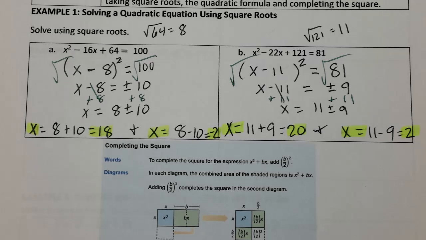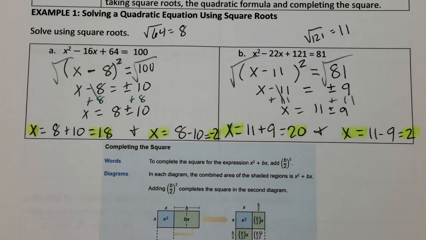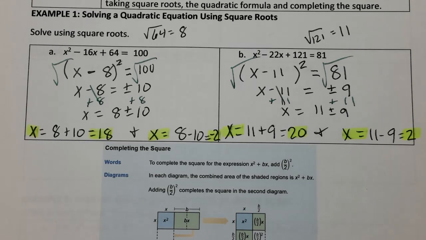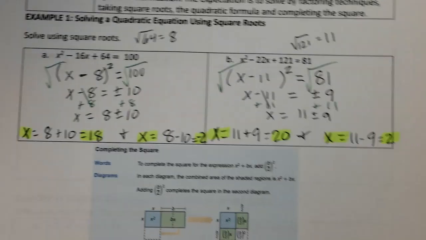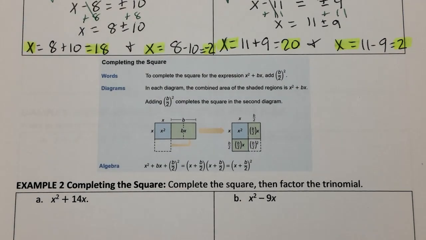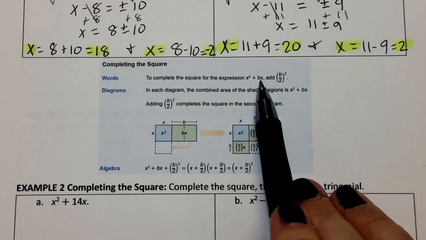Hopefully you paused it and gave it a try. You should have got x is equal to 20 and x is equal to 2. Now we're going to move on to a part that's slightly different than how we've been doing this. We're going to complete the square. Something to note, we are going to complete the square for this expression.